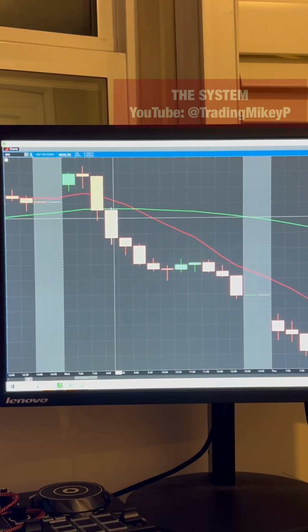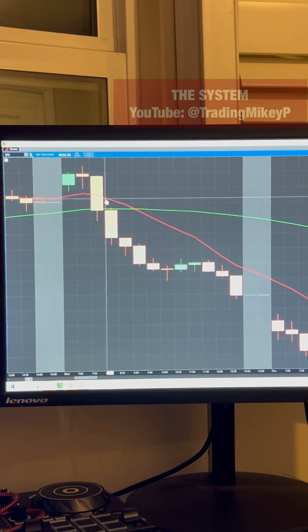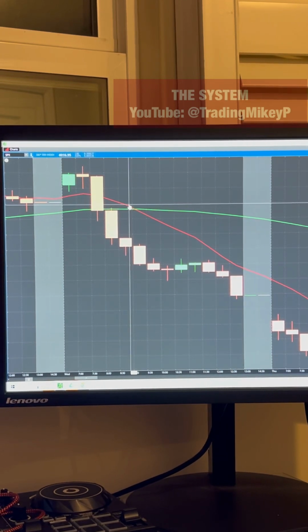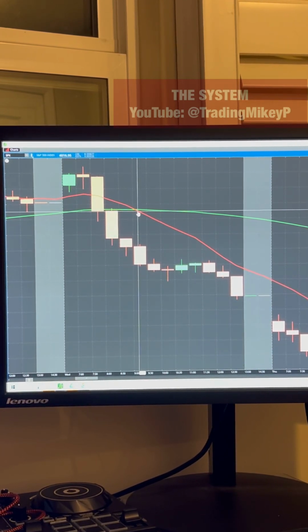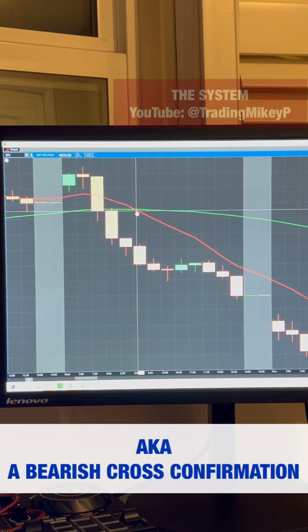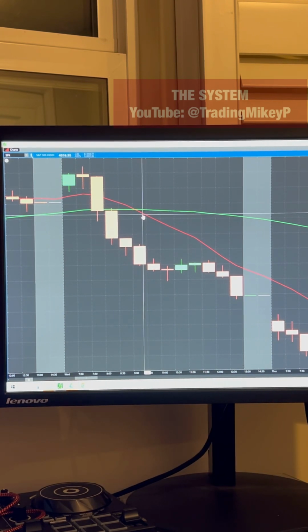But you want confirmation. You want to know for sure. So you wait to see that the red, or the 10 SMA, crosses the 50, crosses the green. That is your visual representation. That is your go, buy puts, sell.